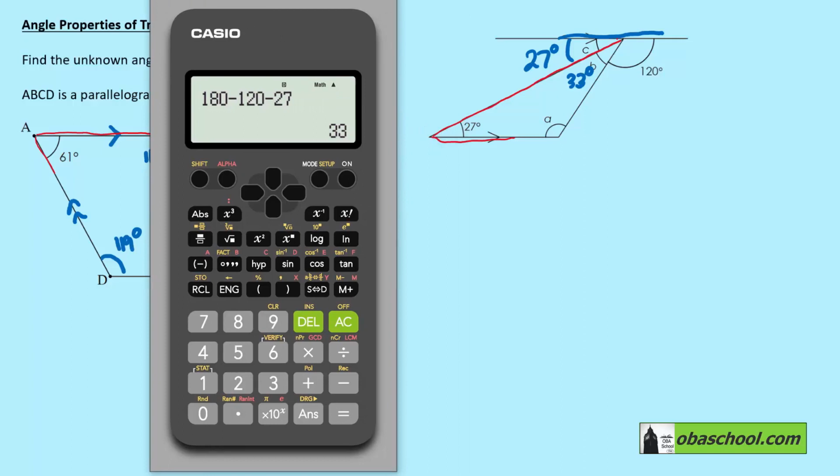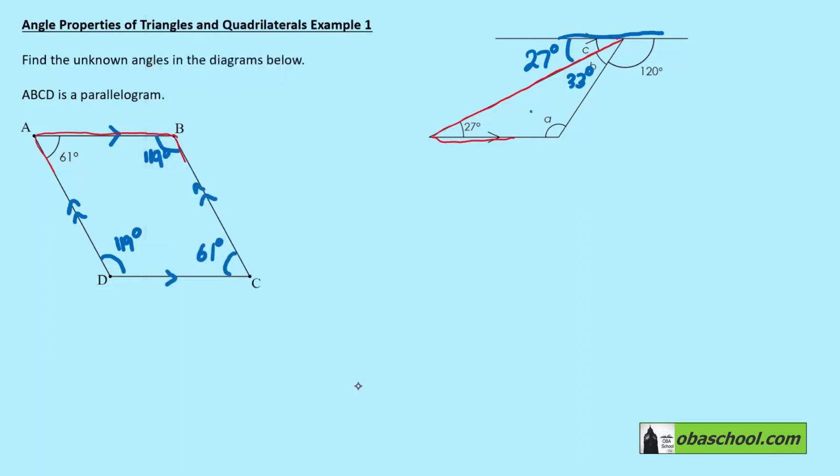The three angles of the triangle must add to 180. So I've got 180, take away the other two angles in the triangle, the 27 and the 33, gives us that this is 120. We could have also got that using the parallel lines and the Z there.